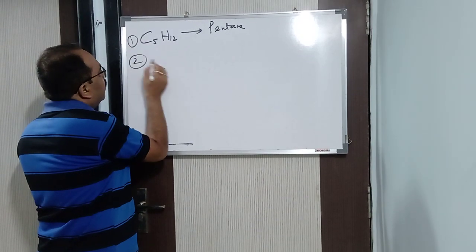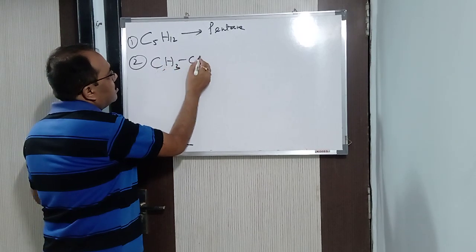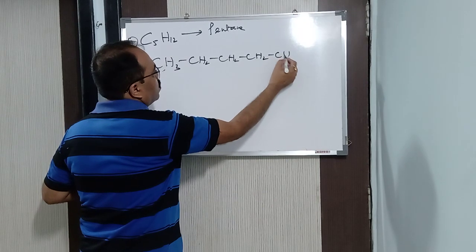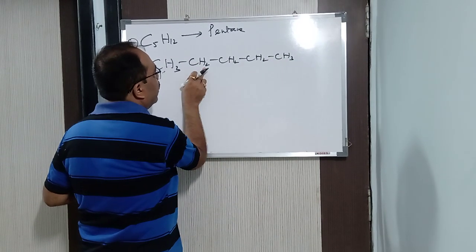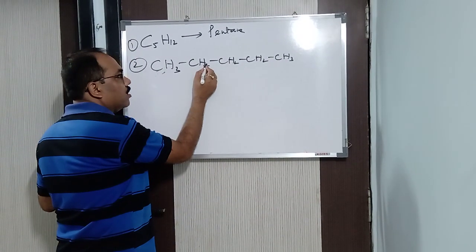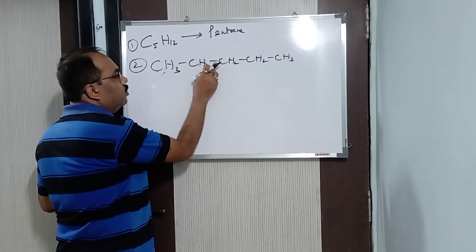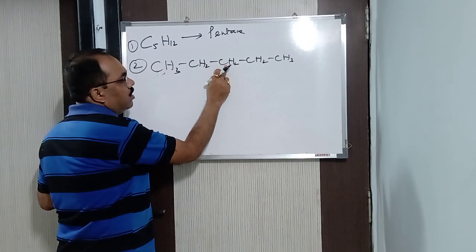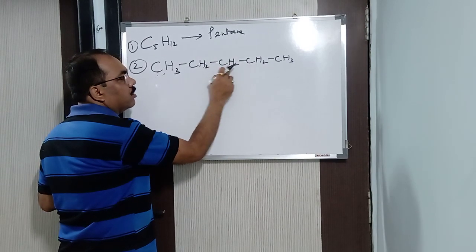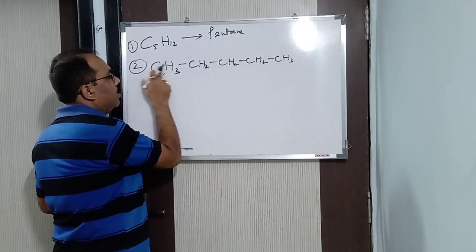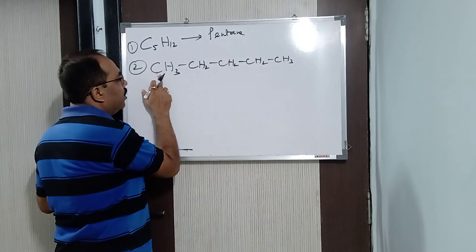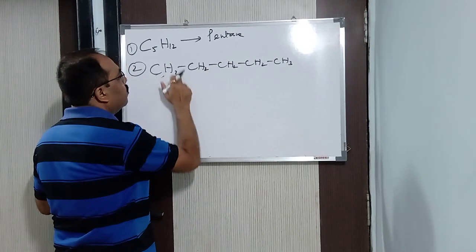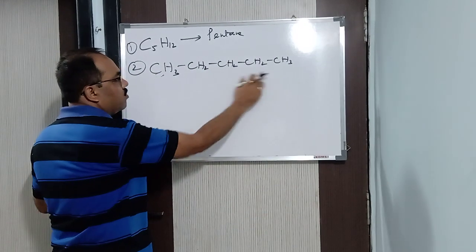Now, second, if I write it this way: CH3, CH2, CH2, CH2, CH3. Now don't say, sir, I can write CH3 here. No, you can't. Why? Because this carbon has two bonds, so two more bonds will be hydrogen. Here also the same thing. This carbon has two bonds, so two more hydrogen. Here this carbon has one bond, so three hydrogen. So you count it: 1, 2, 3, 4, 5 carbons. 3 to 5 to 7 to 9 to 12 hydrogens. So C5H12.